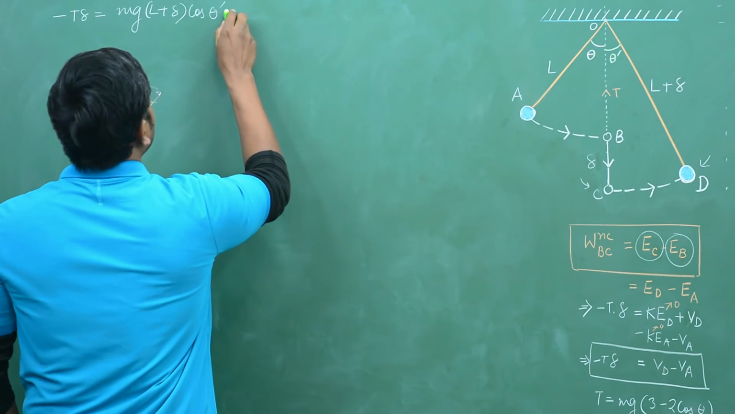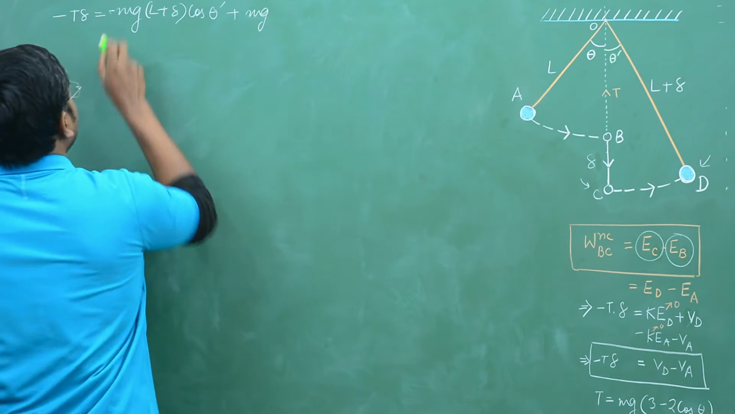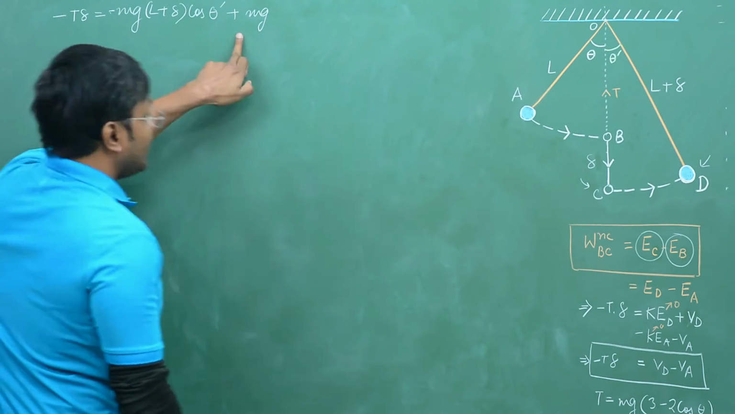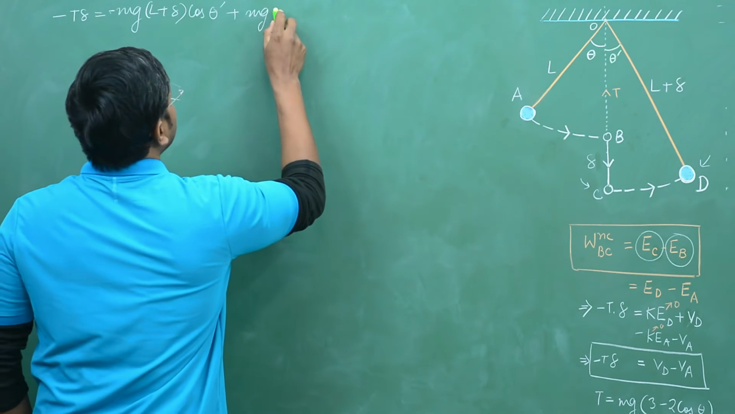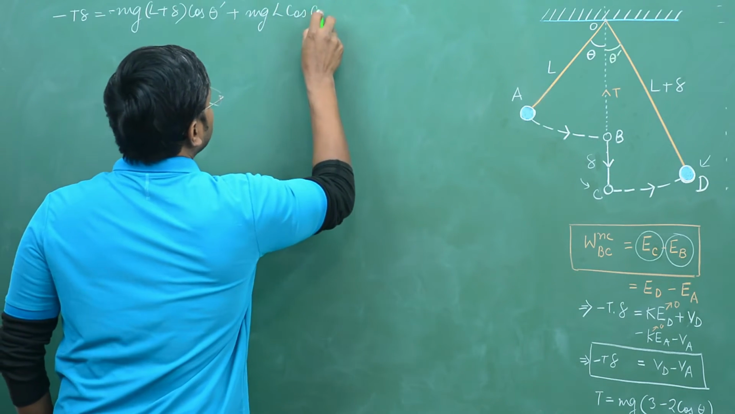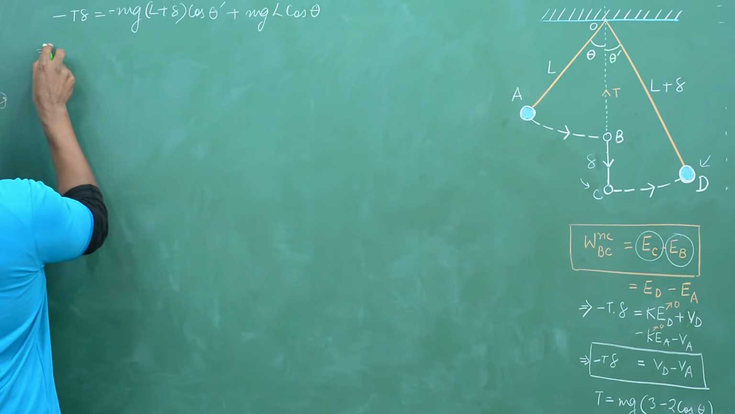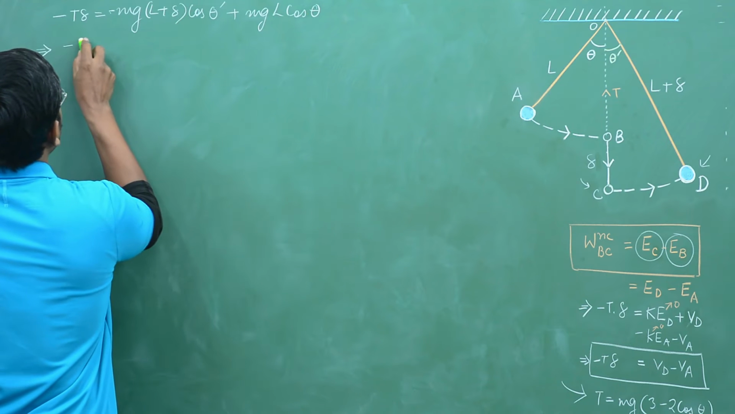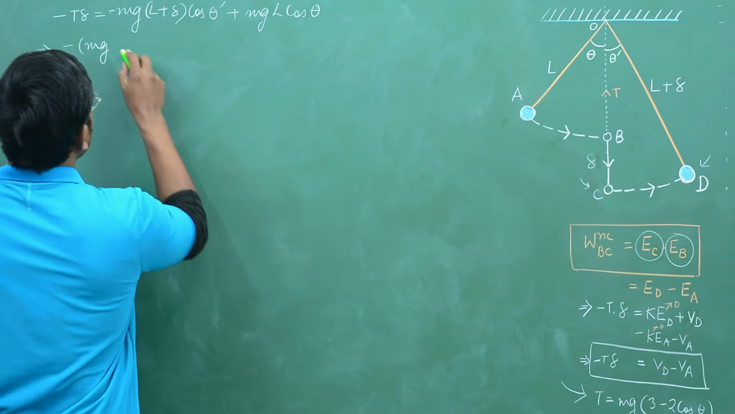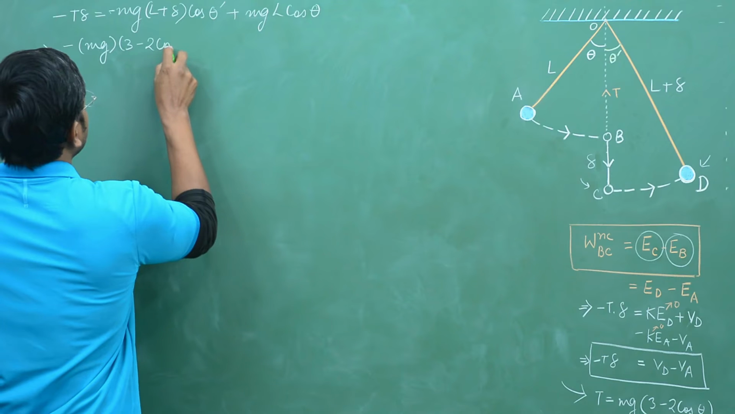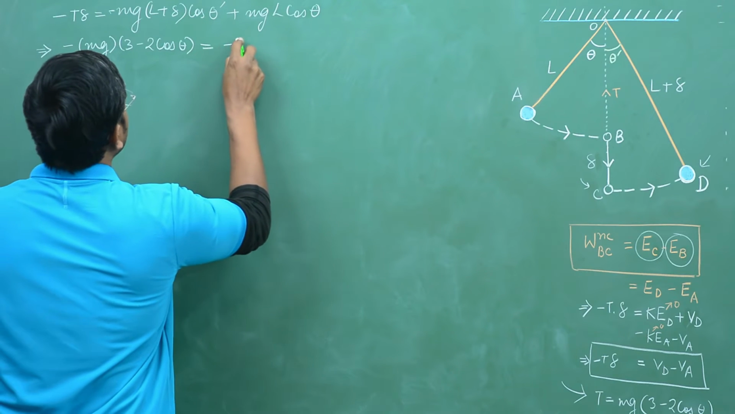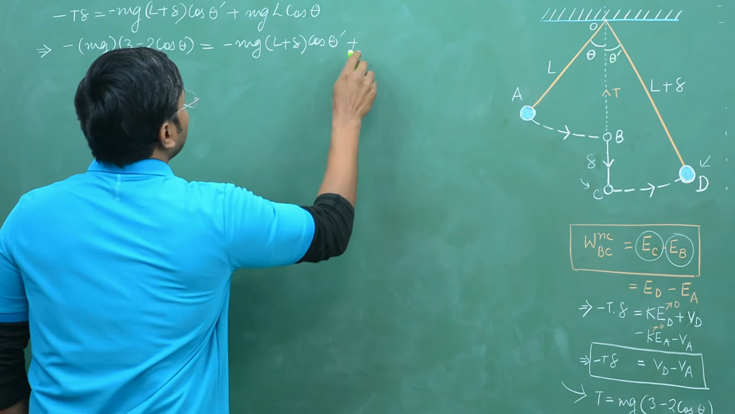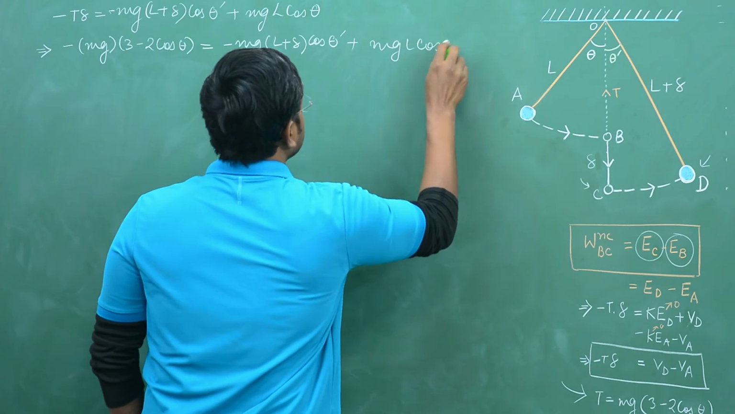Which is equal to minus minus plus mg. This is supposed to be minus. If I take this as the zero reference, I will calculate this as negative. So this is minus and this is minus, and minus becomes plus mgL cos theta. Alright, so let us substitute the tension that we have obtained here. This is the tension that we just obtained. So tension is equal to minus mg times 3 minus 2 cos theta, which is equal to minus mg times L plus del cos theta dash plus mgL cos theta.